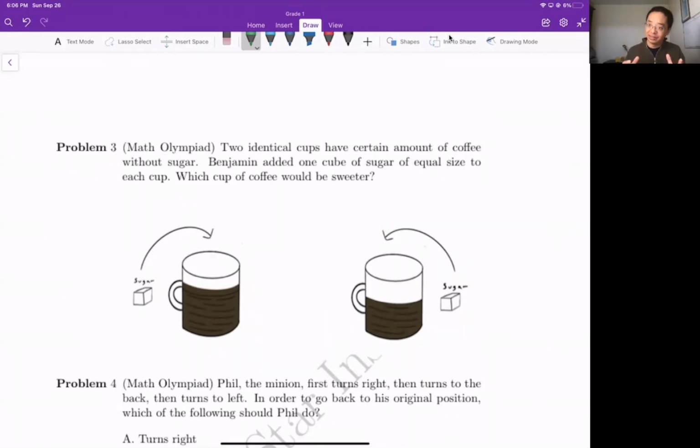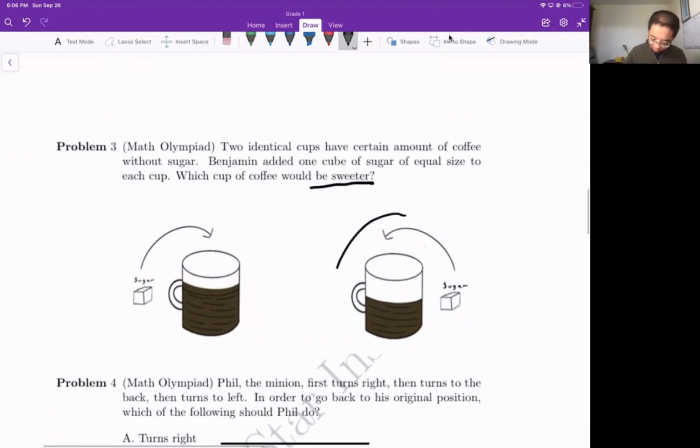All right, so I hope this is able to convince you, if the amount of sugar is the same, the more water we add to it, the less sweet it is. Okay, and then we say, so we want the one that is sweeter. That means the one with less water. So it's the one on the right.